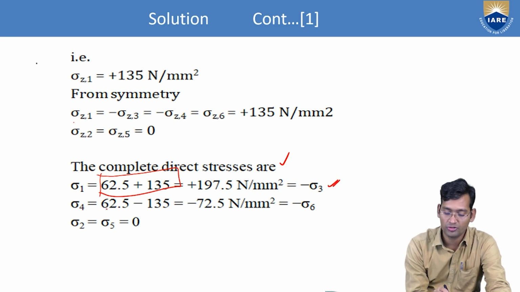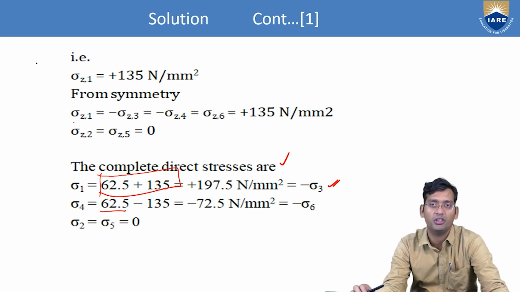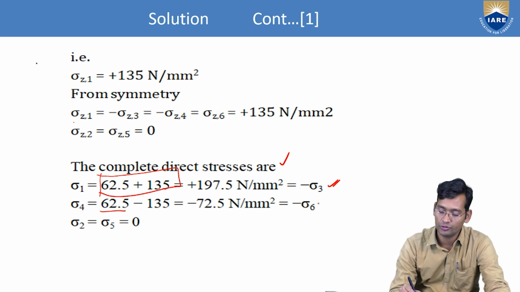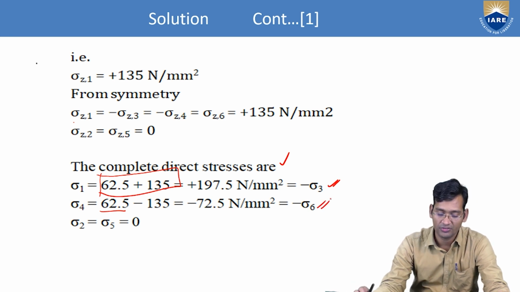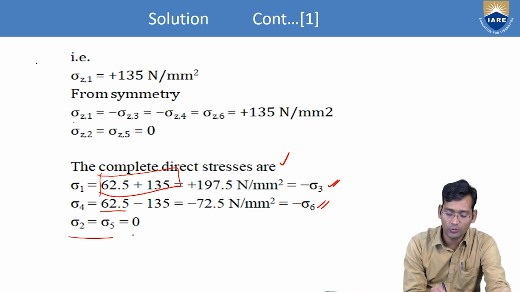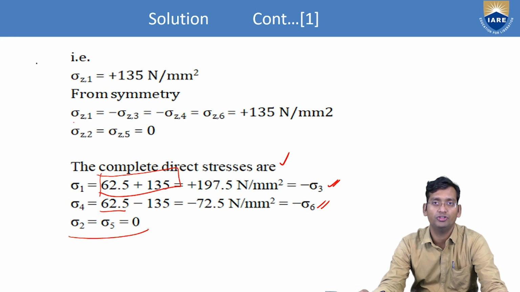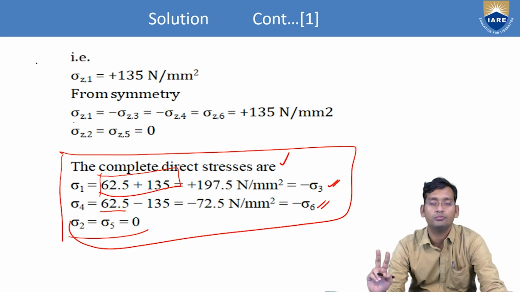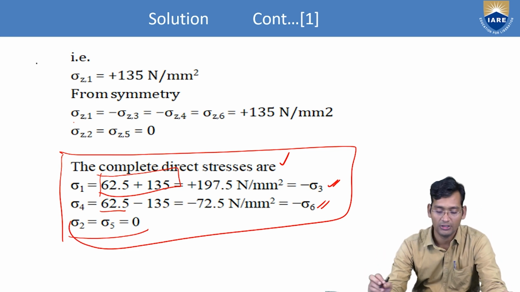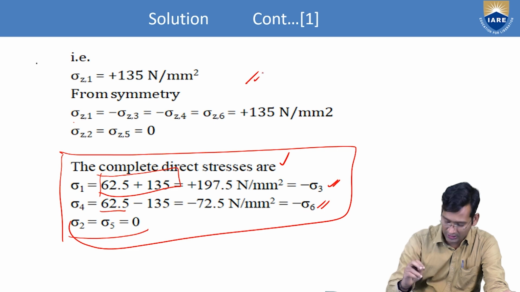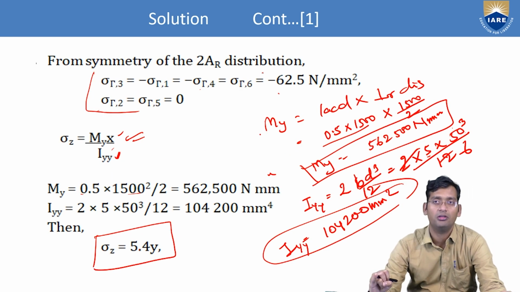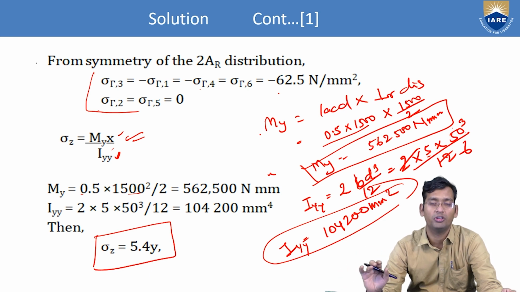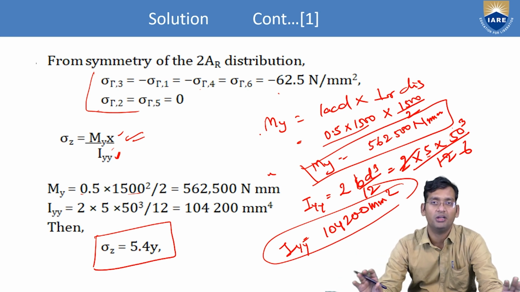Sigma 4 will be equal to what? 62.5 minus 135, that gives minus 72.5 Newton per mm square, and that also is equal to minus sigma 6. And sigma 2 and sigma 5 equal 0. So just see this step, because both have to be found, right? Till this point we found sigma tau and sigma z individually. Earlier, in one problem only sigma tau was needed, and in another problem, sigma z.